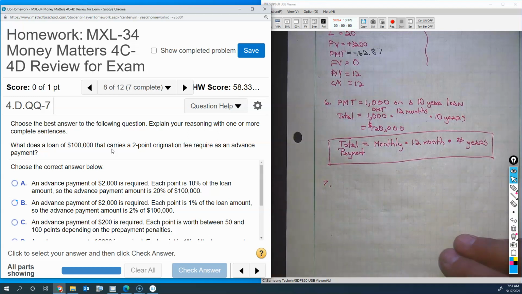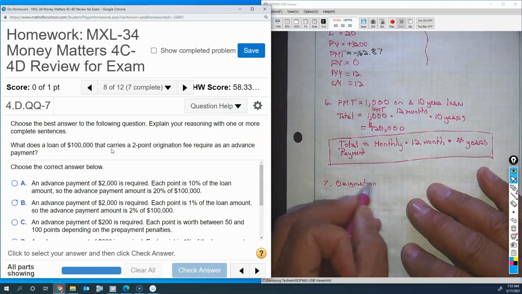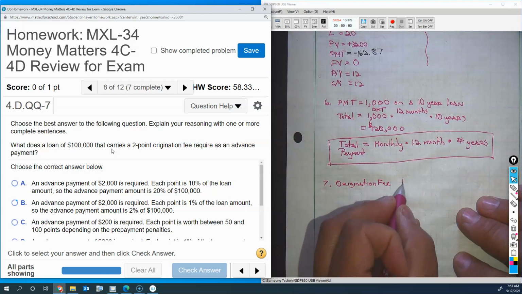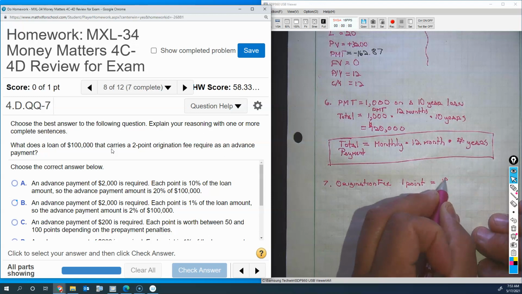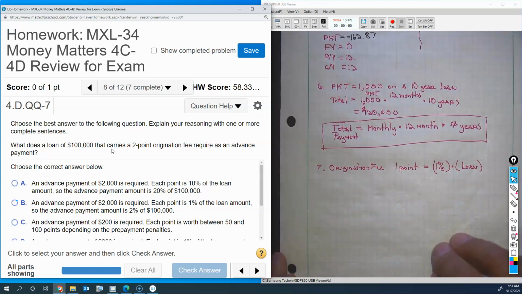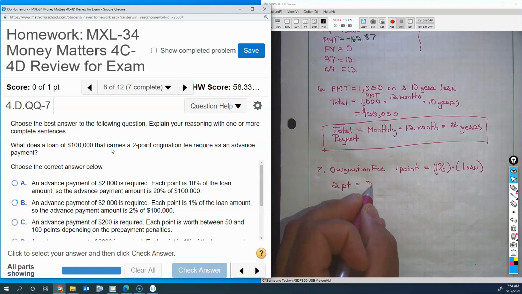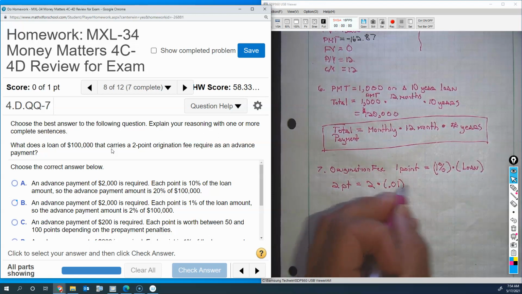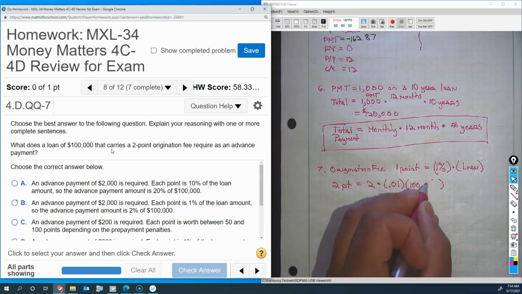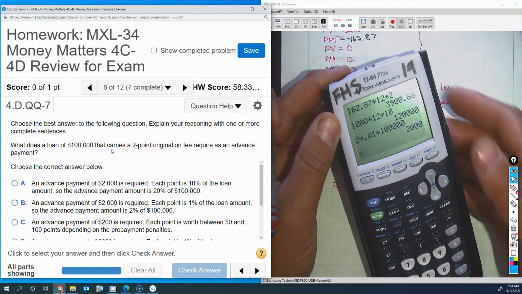Number 7 says you have to find how many 2-point origination fees are. So origination fee, now remember 1 point equals 1% times whatever your loan is. So we want to find 2 points. On mine, 2 points is going to be 2 times 1% times my loan, which is 100,000. So that would be $2,000 for 2 points.